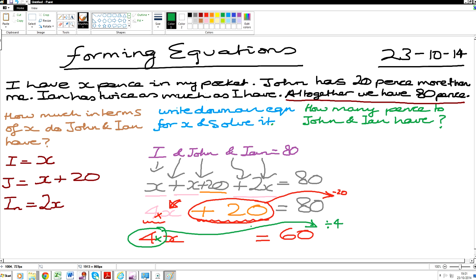Okay, so we do reversing the actions. So now, the final answer x is equal to 60 divided by 4, which is 15. The question said write down an equation for x, which we did, and solve it, which we have. So that part's done as well.